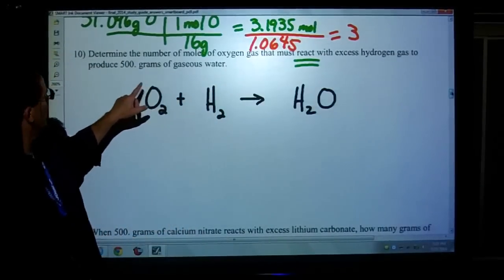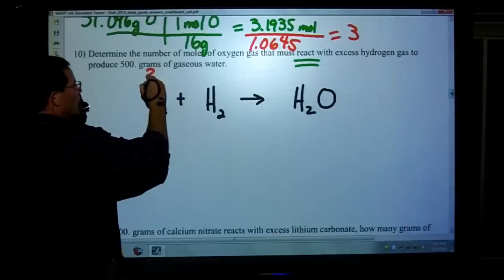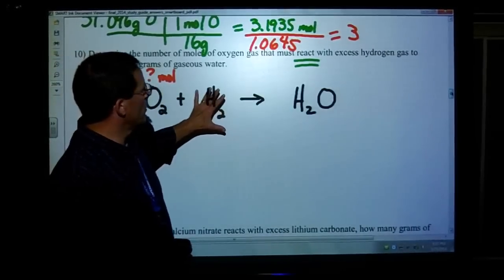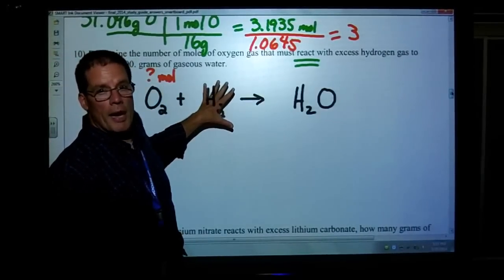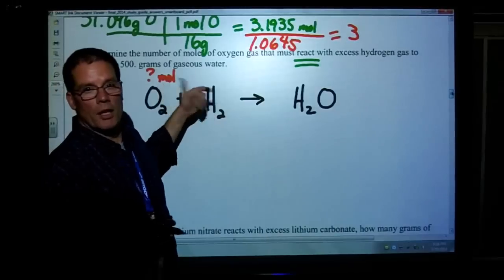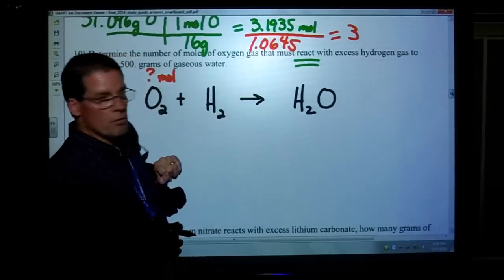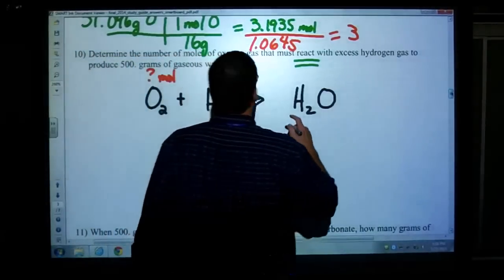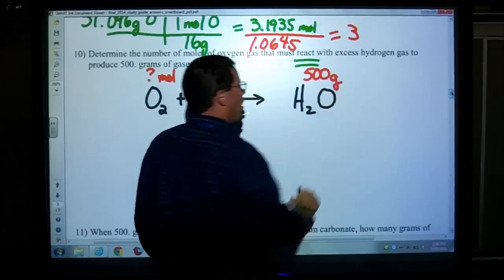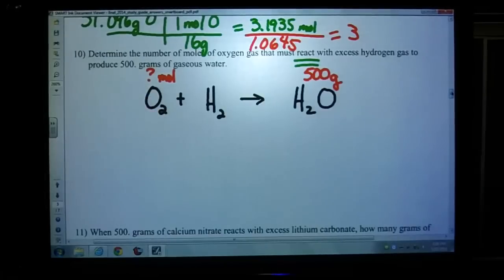So oxygen, determine, so we're looking for the question mark there, determine the number of moles, and then excess hydrogen. Hey, limiting reactant type problem, but we know who the limiting reactant is. It's not the oxygen, because this is excess. And then it says that we have 500 grams of our water. So that is given to us.